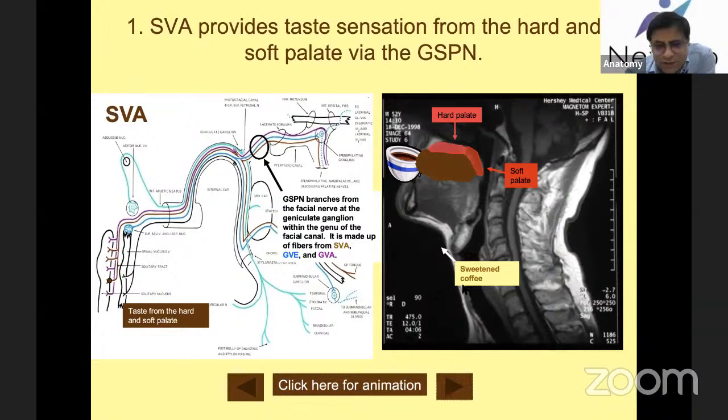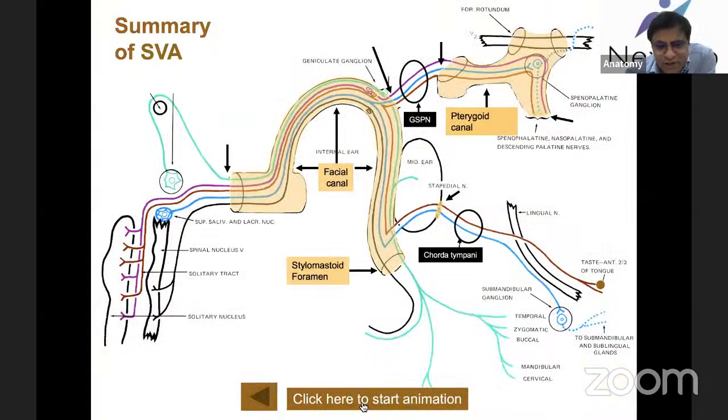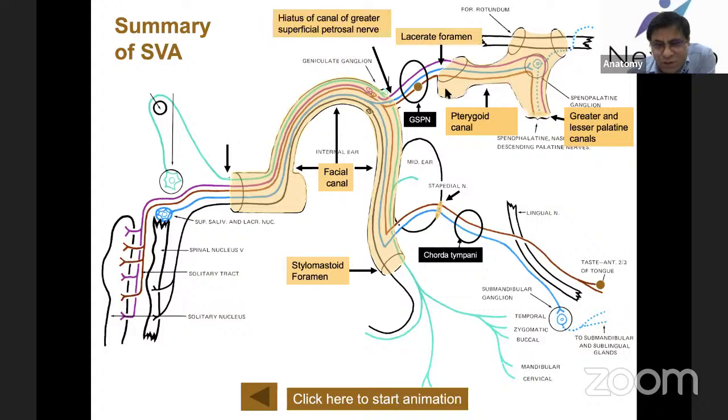Now see the sensations of sweetness on the anterior two-thirds of the tongue. This is how the anterior two-thirds of the tongue is being stimulated. These fibers of special visceral afferent sensations via the chorda tympani will now be reaching the upper half of the nucleus tractus solitarius. Now this will be a summary of special visceral. You know, the taste is being carried by two nerves. One is this greater superficial petrosal nerve from the hard palate and the soft palate.